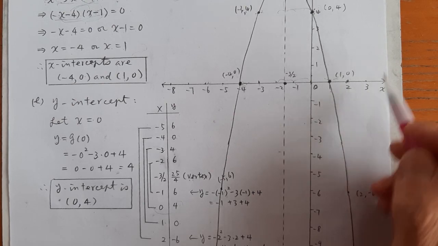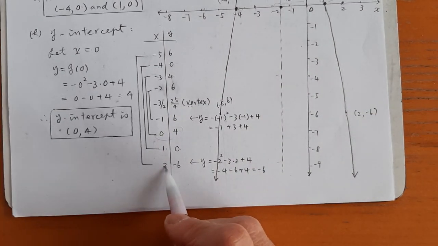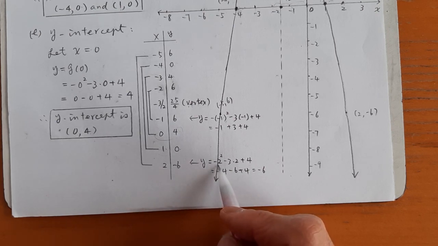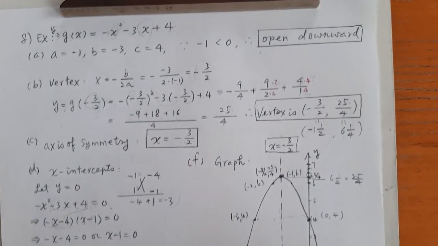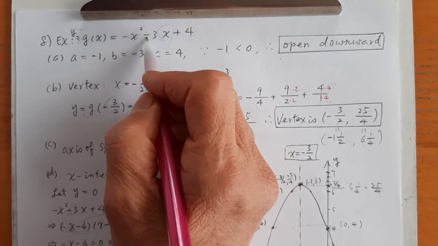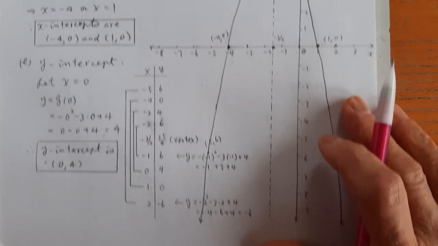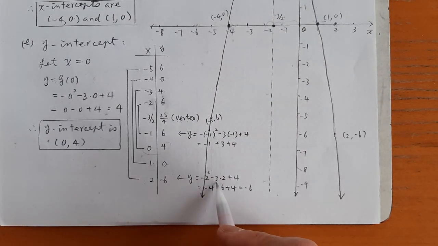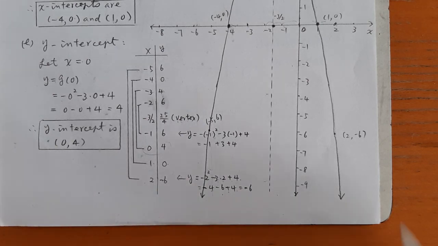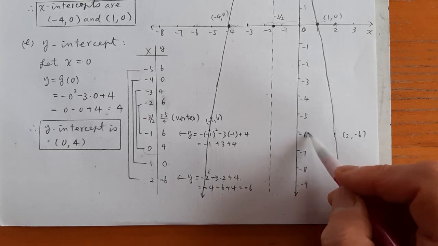You can let x equal 2. Then y equal, plug into the original function. The function is negative x squared minus 3x plus 4. Plug in 2: negative 2 squared minus 3 times 2 plus 4. 2 squared is 4 with the negative sign, minus 3 times 2 is 6, plus 4. So you will get -6. So 2, -6. When x is 2, the y coordinate is -6.